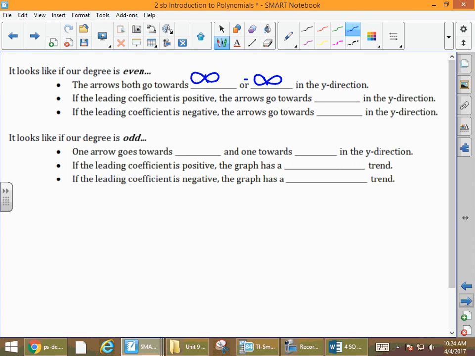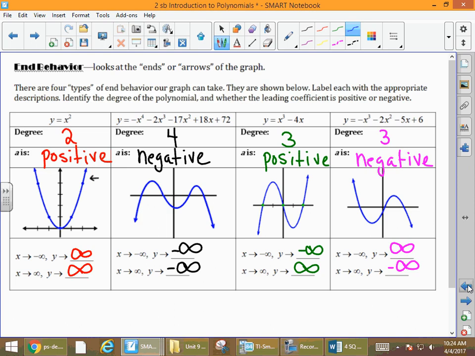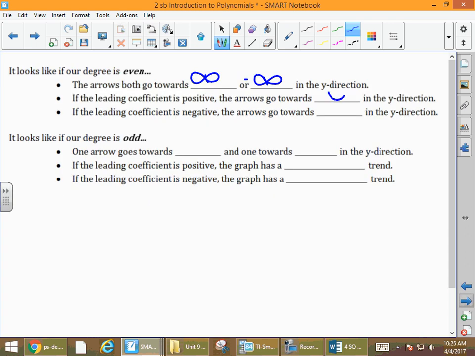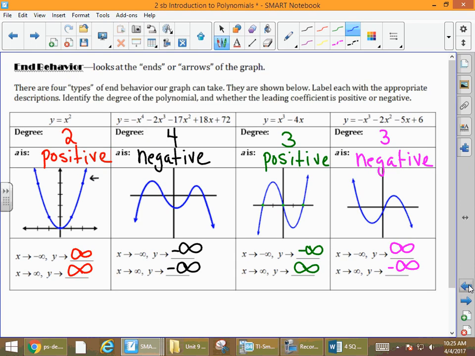If the leading coefficient is positive, so if we look back at our chart, if the leading coefficient is positive, it looks like both of them are going to go towards positive infinity. But if the leading coefficient is negative, then both of them are going to go towards negative infinity.